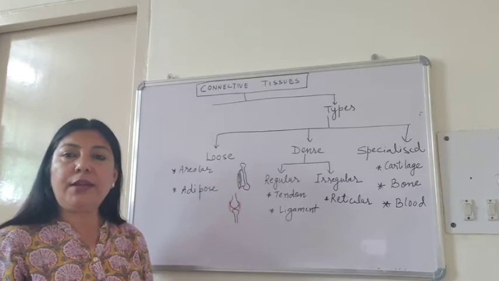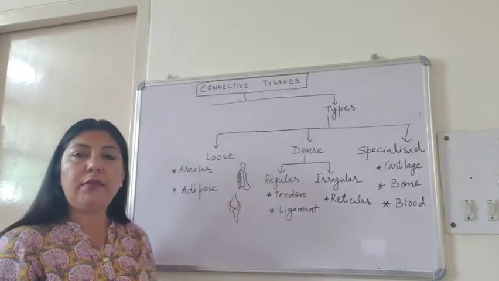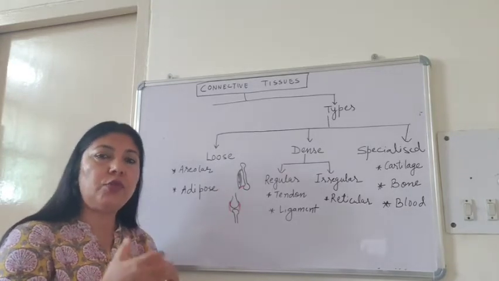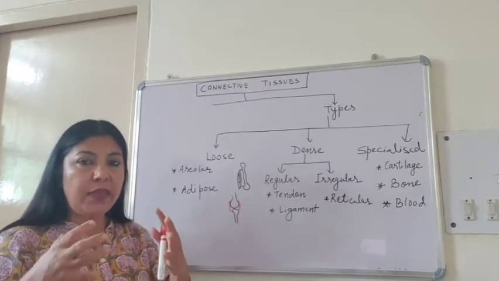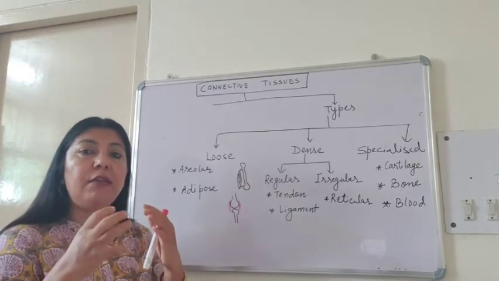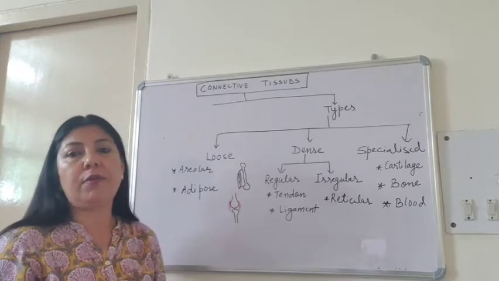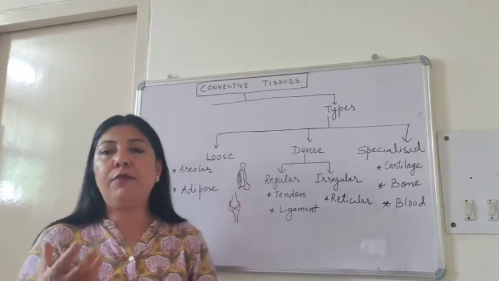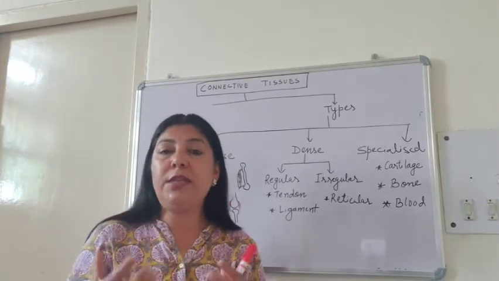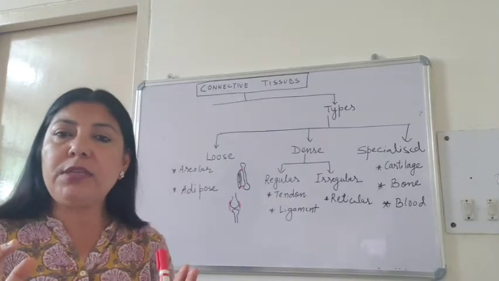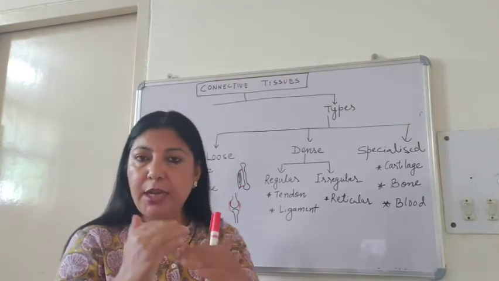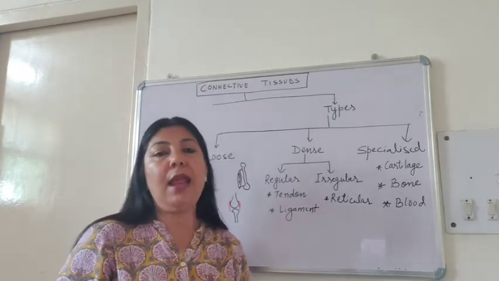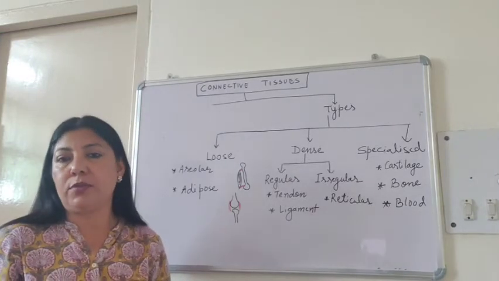Like in areolar connective tissue, which is the first part of the loose connective tissues, they are mainly connecting the epithelial tissues with the muscles. So they are making our skin firm. They are making the framework of our skin. Next is the adipose connective tissues. They are fat storing connective tissues which are providing firmness to the skin, because they are just subcutaneous. Also, they are protective for delicate organs, and they are the energy reserves also.